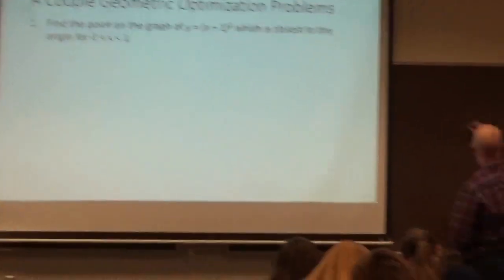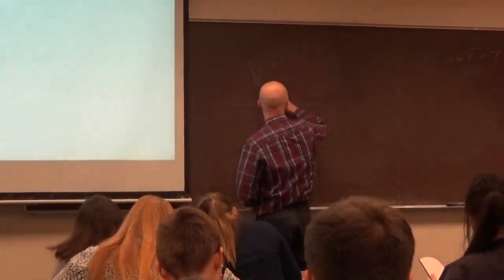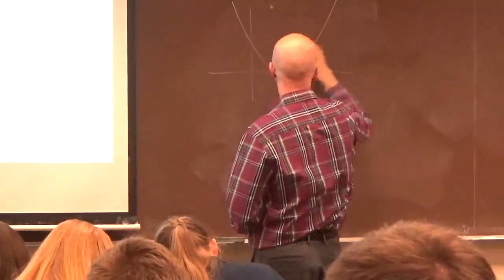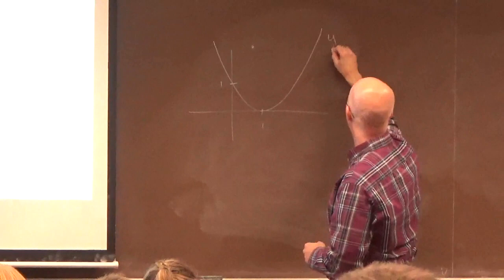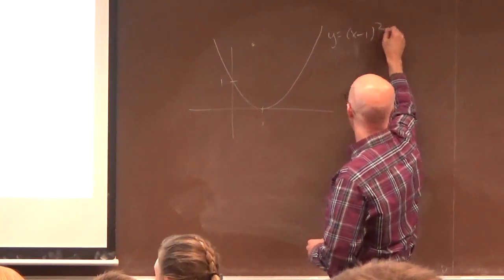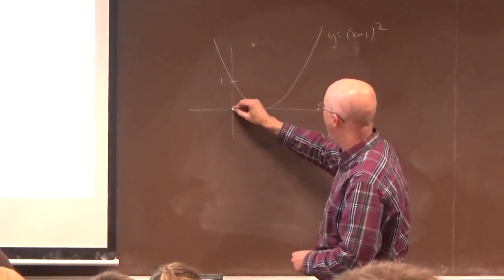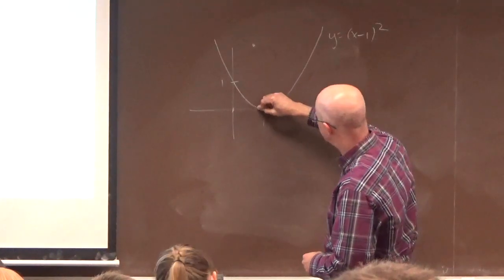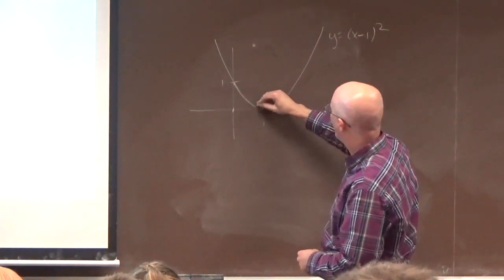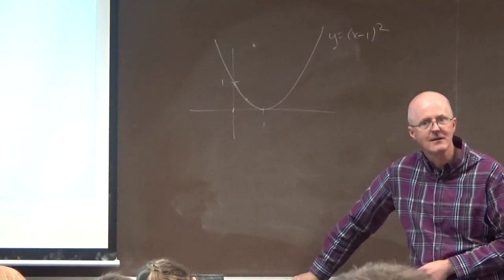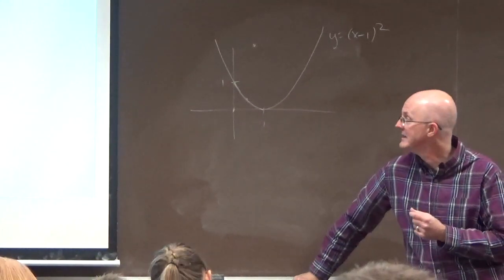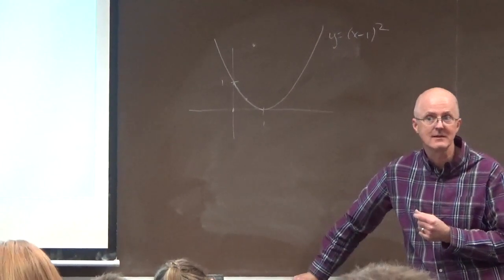What does this function look like? It's a parabola. It's the standard parabola shifted to the right by 1 unit. y equals x minus 1 quantity squared. I'm wondering, for x between 0 and 1, what point on there is closest to the origin? Find the minimum distance, is what that means.